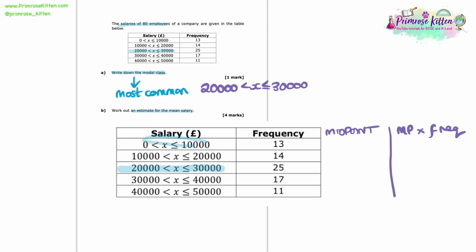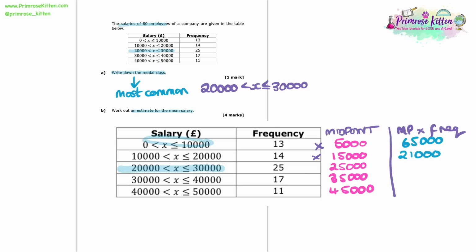So the midpoint between 0 and 10,000 is just 5,000, so I'm going to write that in here. The midpoint between 10,000 and 20,000 is 15,000, so I'm going to write that. Midpoint between 20 and 30,000 is 25,000, 30 and 40,000 is 35,000, and the midpoint between 40,000 and 50,000 is 45,000. So now we're going to times the frequency by the midpoint. So 13 times by 5,000 gives me 65,000. 14 times 15,000 gives me 210,000.